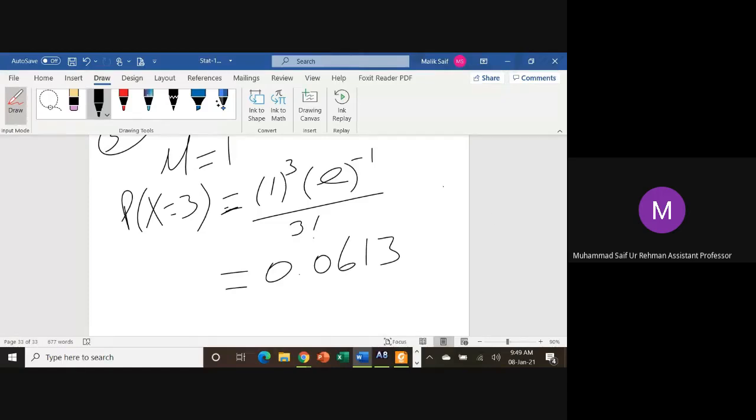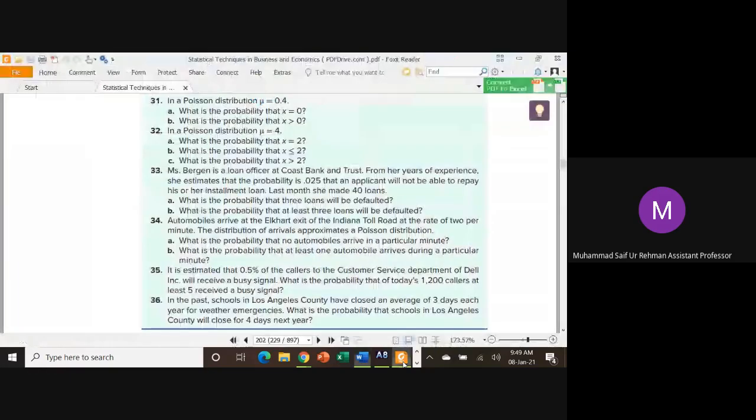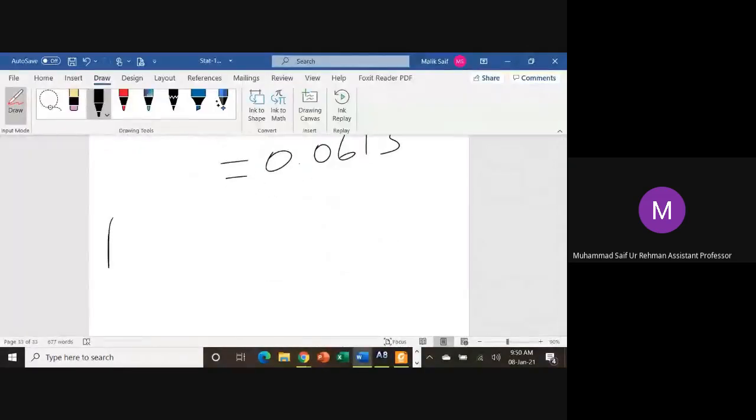And if you see the next part, what is there? What is the probability that at least 3 loans will be defaulted? As the words at least are there, you will use this sign, probability of x greater than or equal to 3. Definitely, if you use the strategy as it is, probability of x is equal to 3, 4, 5, 6, up to infinity will be there. So you will use the complement rule.